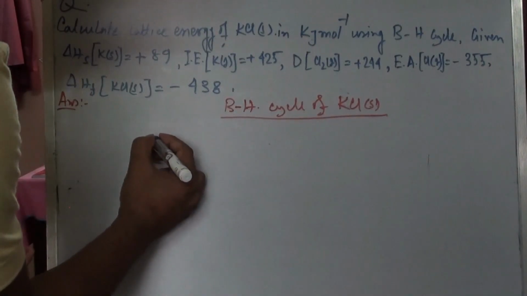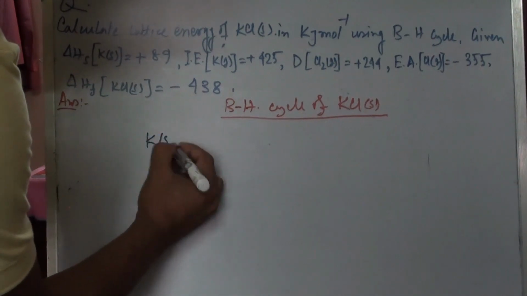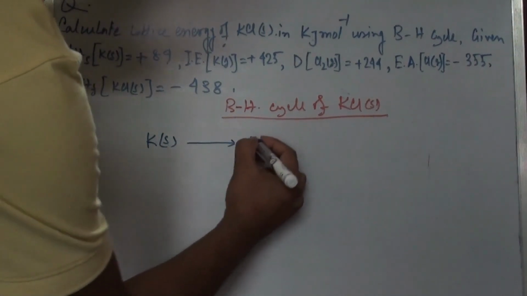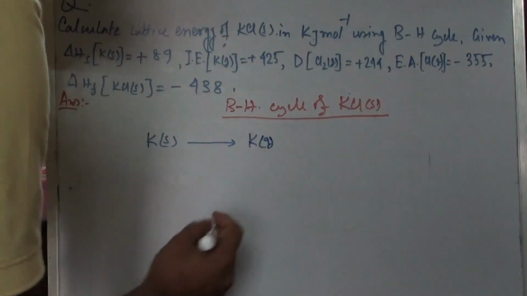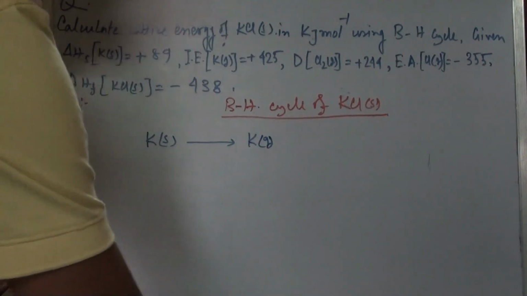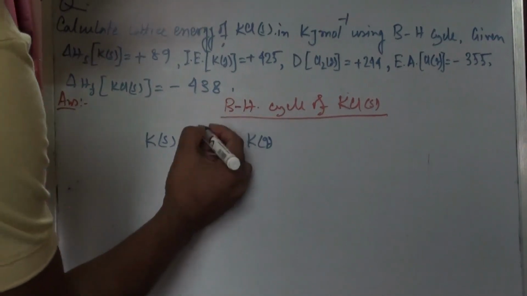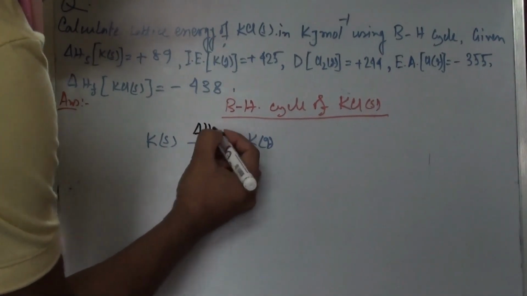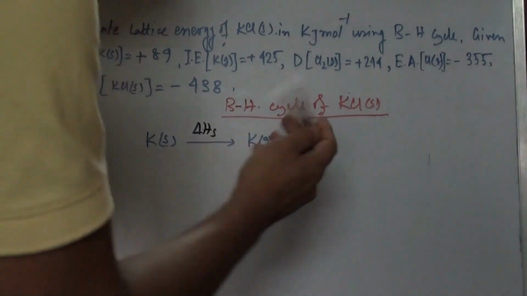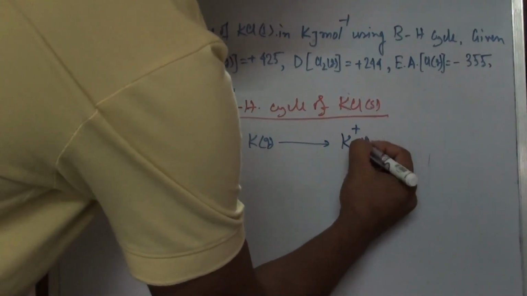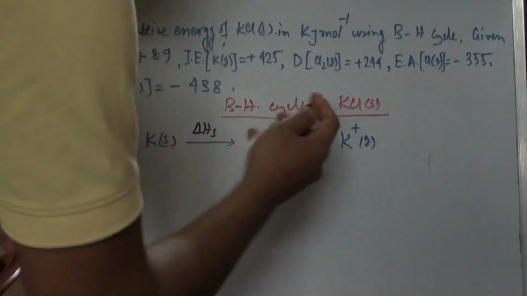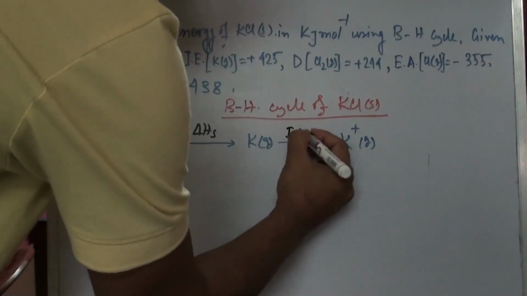So potassium is nothing but a metal solid. Potassium solid to potassium gas, this step is nothing but delta H sublimation. Now potassium gas to potassium ion in gas is nothing but ionization energy.